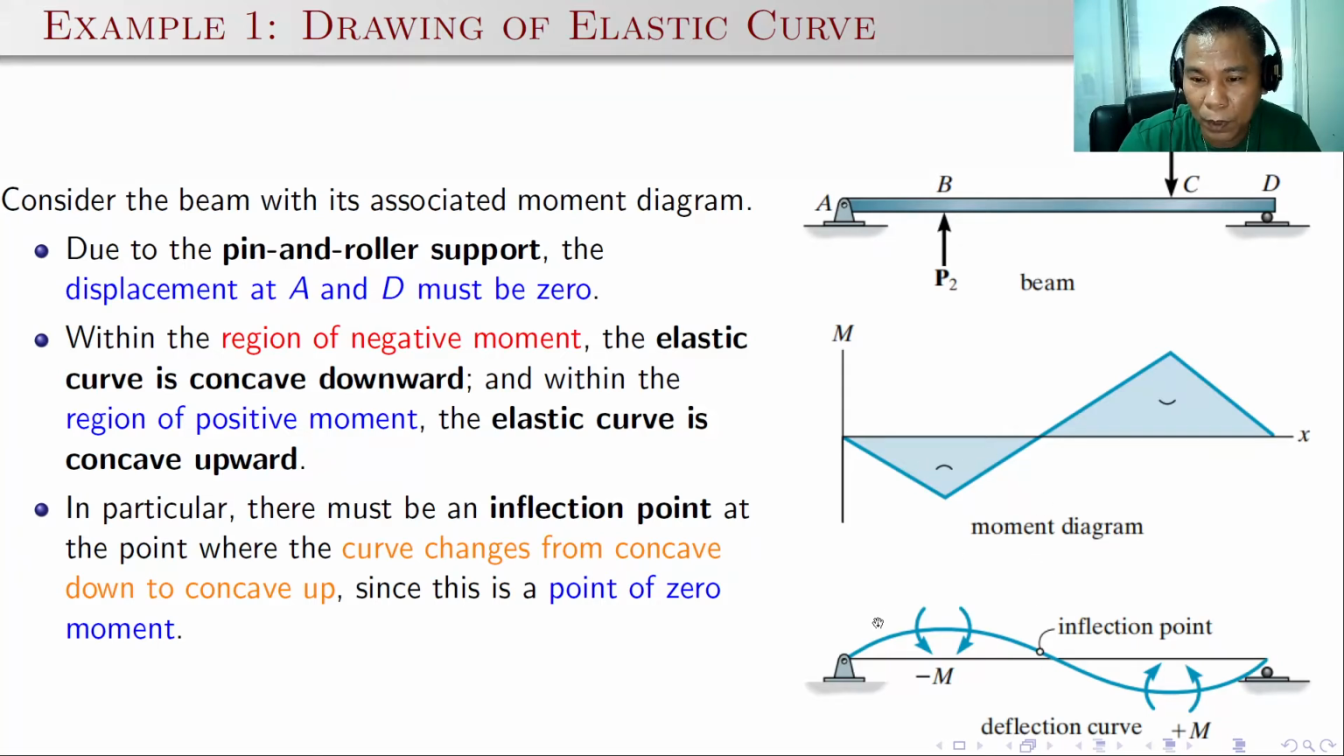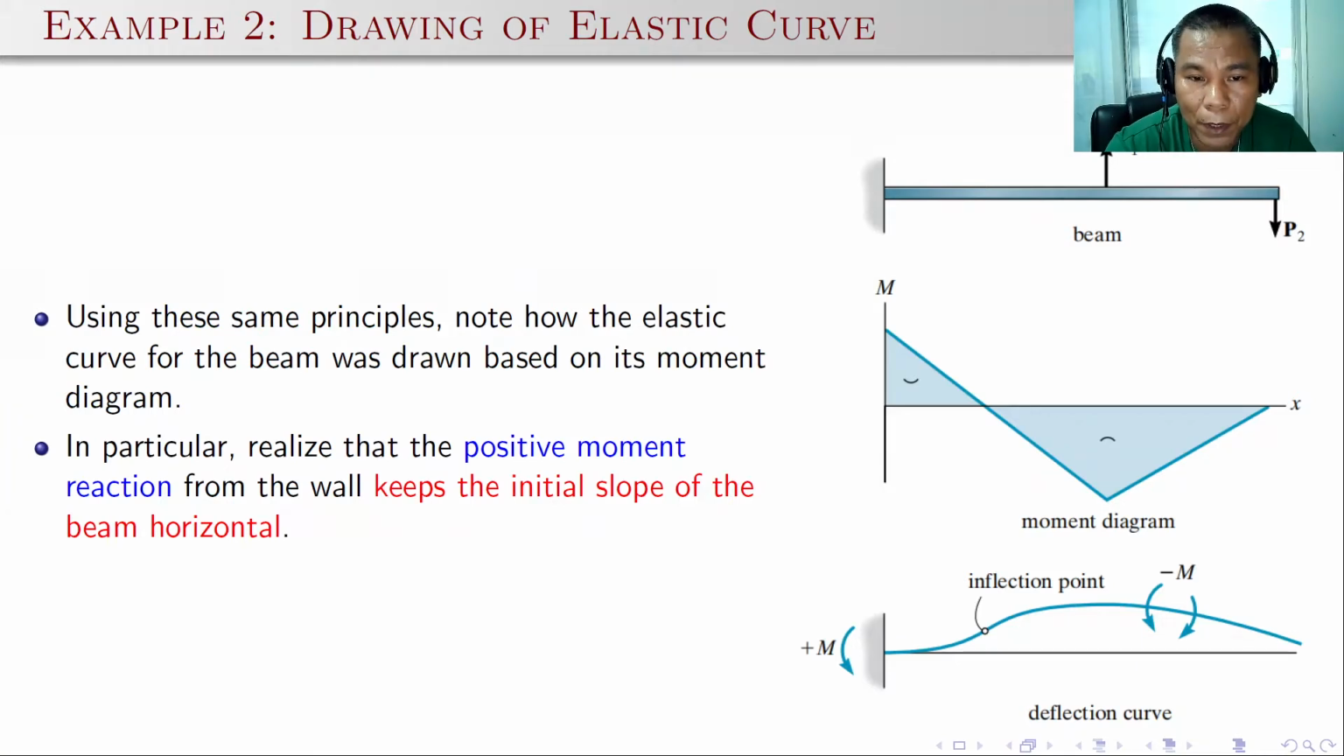Then for the negative moment, the elastic curve is concave downward. But for the positive moment, and this is the region of the positive moment, the elastic curve here should be concave upward because it is positive. Of course, if you look at this line between the boundary of the negative and the positive moment, the point at the elastic curve is what we call the point of inflection. This is where the curve changes from concave down to concave up, since this is a point of zero moment.